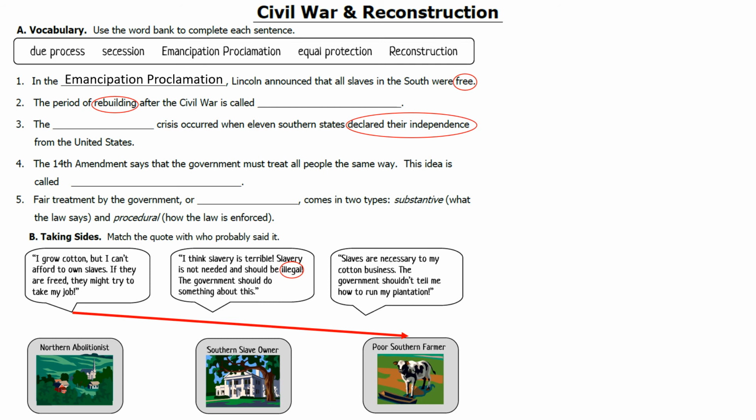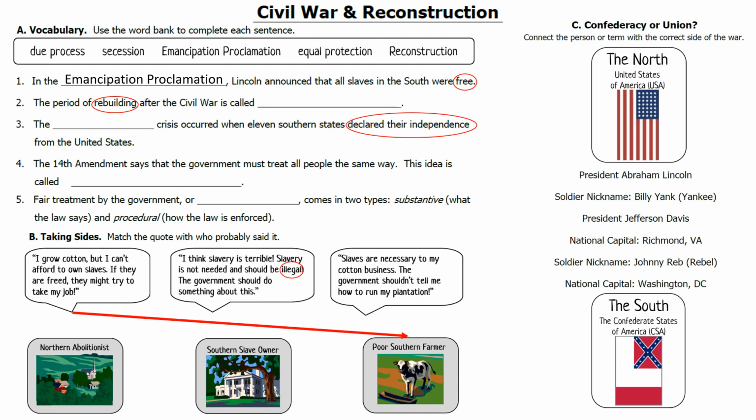The last one, slaves are necessary to my cotton business. The government shouldn't tell me how to run my plantation. So you can use process of elimination to figure that one out. And our last one for this part, Confederacy or Union. Connect the person or term with the correct side of the war. So we have the North, the United States of America, and we have the South, the Confederate States of America.